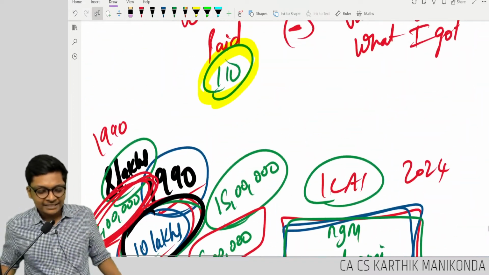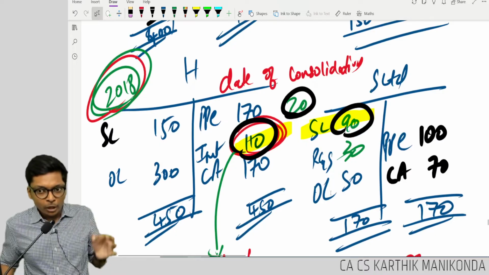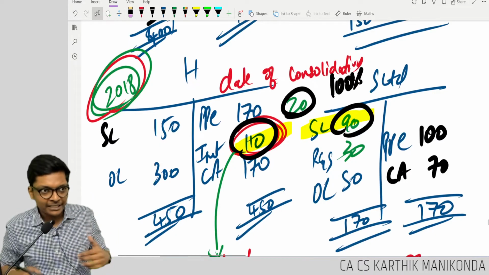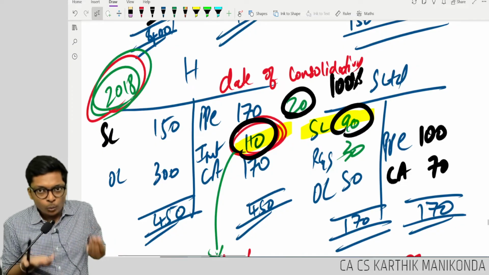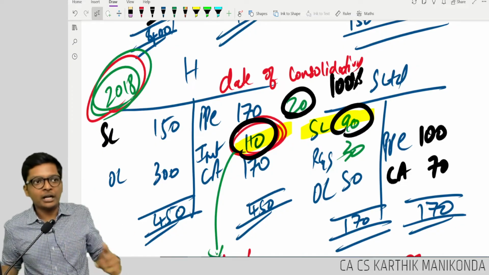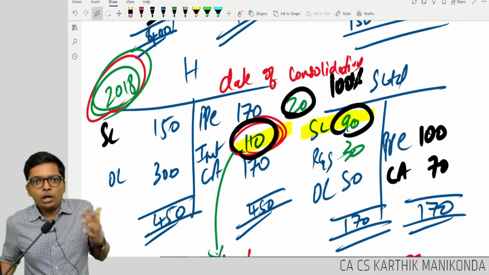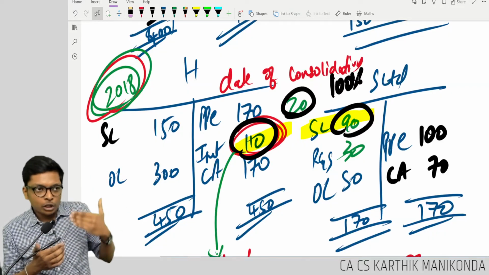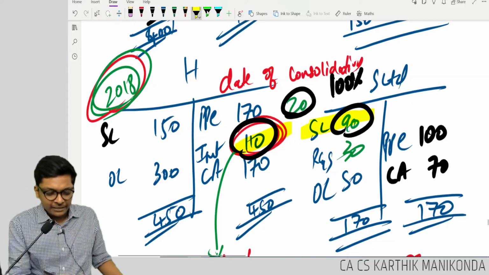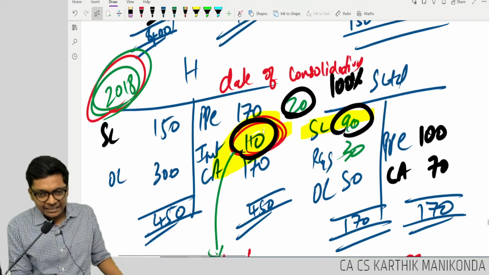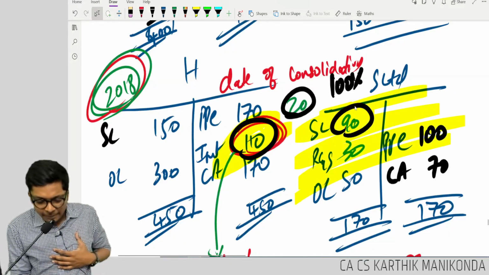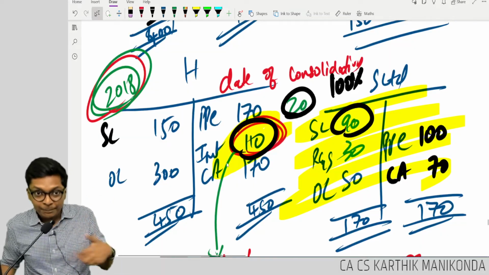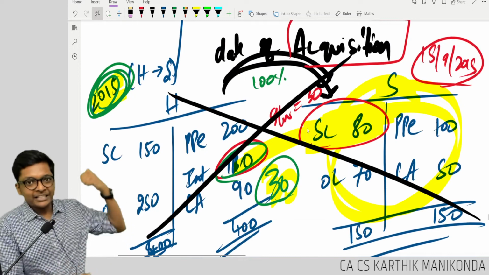Now come back to our example. When you bought this company, when you acquired 100% of this company, my question is, when you bought the company for 100%, your gain or loss is in terms of goodwill or capital reserve. Now you tell me, will I compare 110 with the current balance sheet, or will I compare the 110 I paid with the balance sheet on the date of buying?